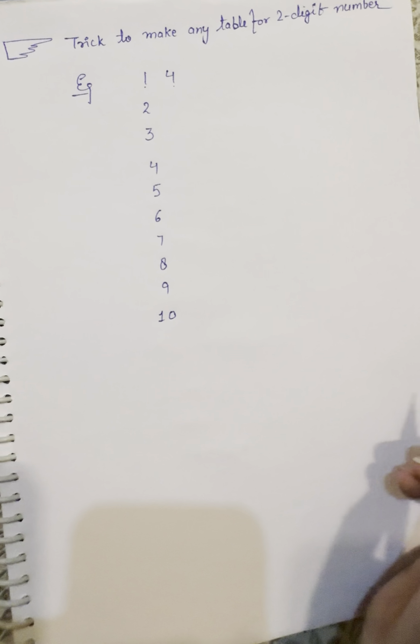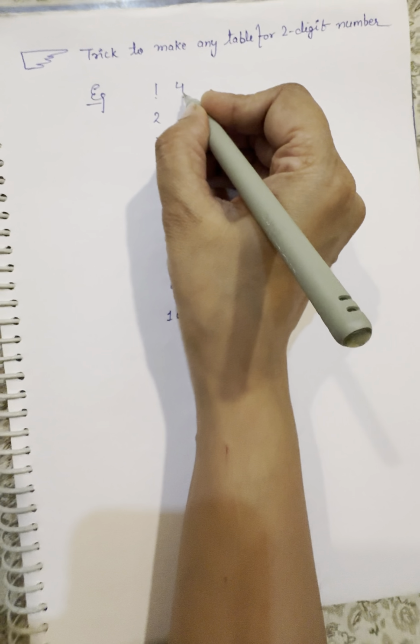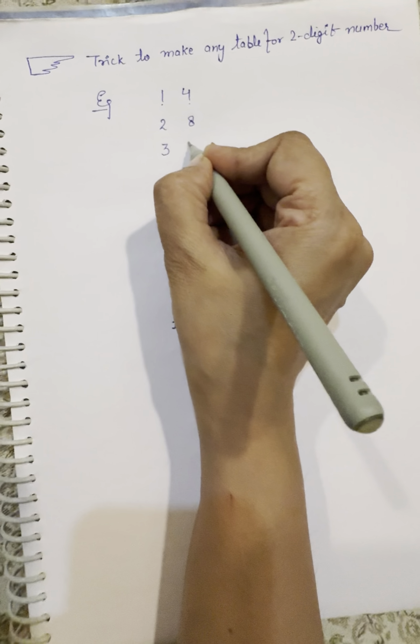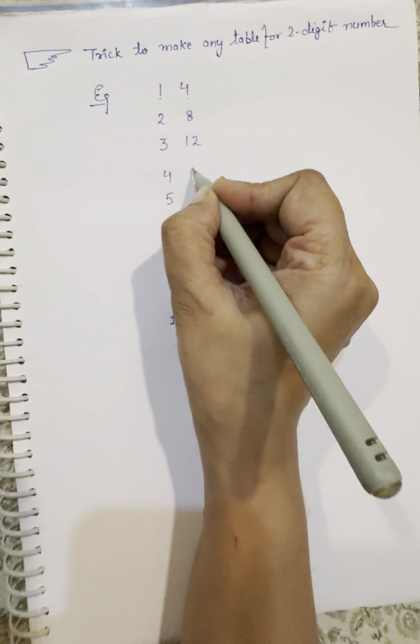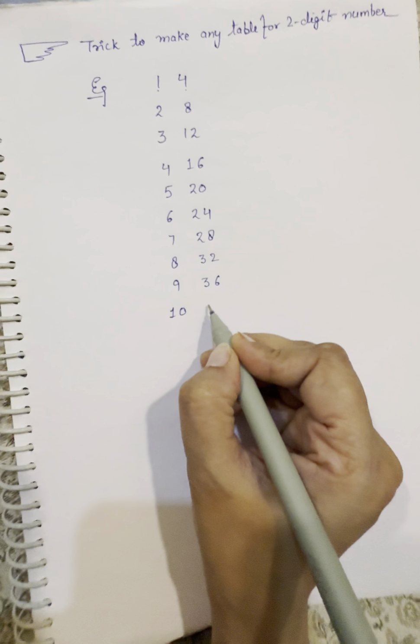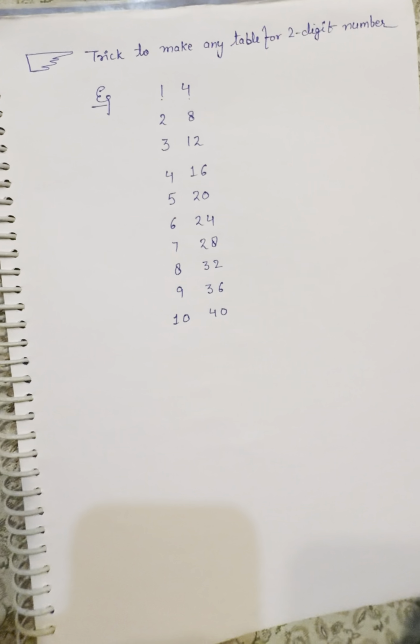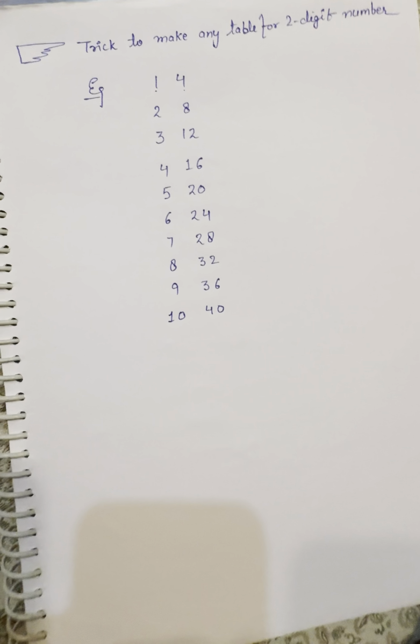Now we will write the table of 4. 4 ones are 4, 4 twos are 8, 4 threes are 12, 4 fours are 16, 4 fives are 20, 4 sixes are 24, 4 sevens are 28, 4 eights are 32, 4 nines are 36 and 4 tens are 40.